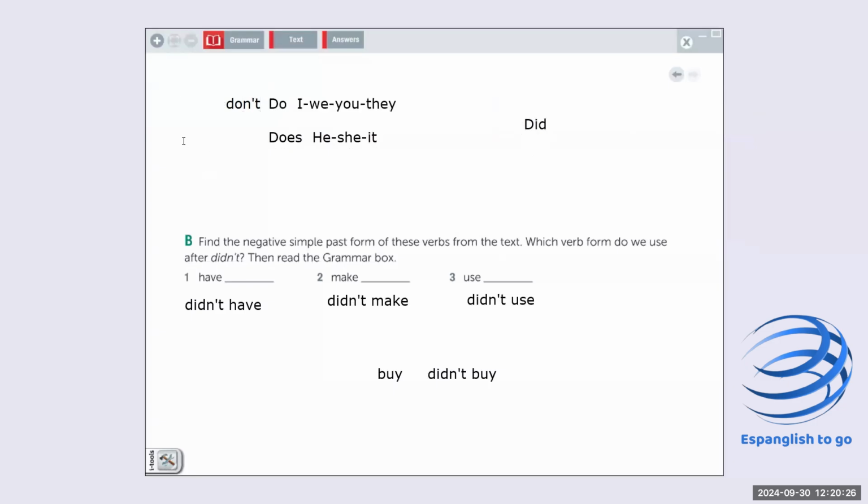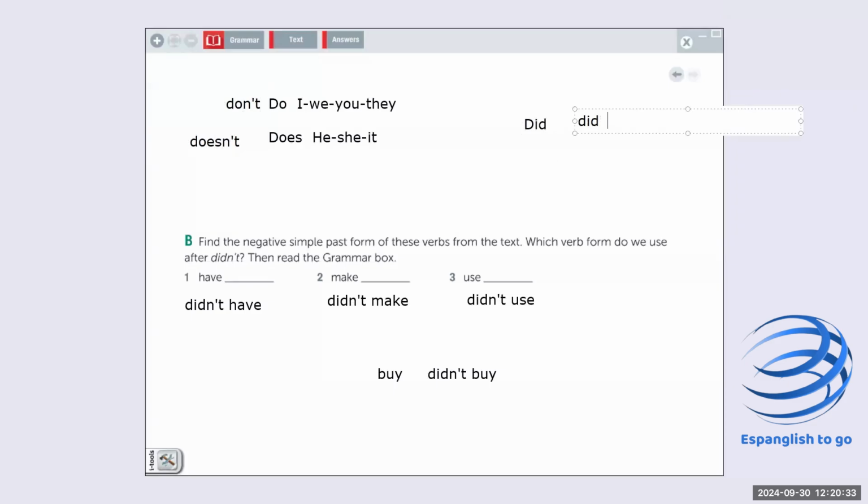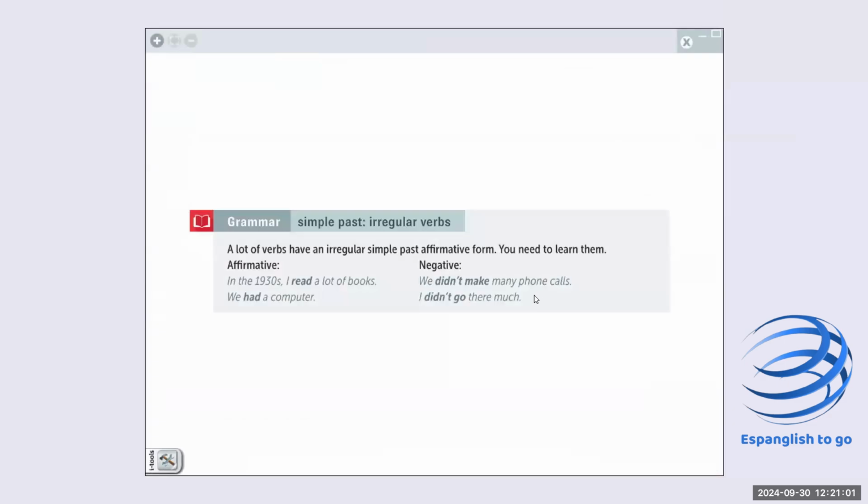The negative for does is doesn't. And the negative for did is didn't. Exactly that. Perfect. Very good. So this is the grammar box. The simple past in English is very, very easy. It's a piece of cake.